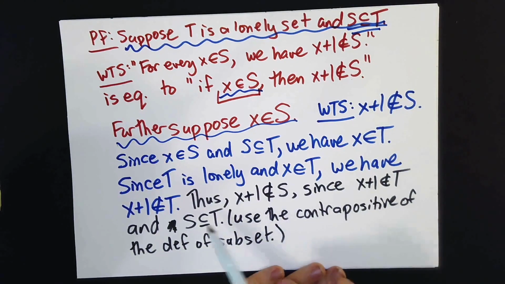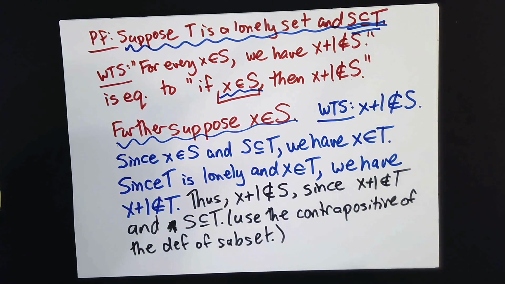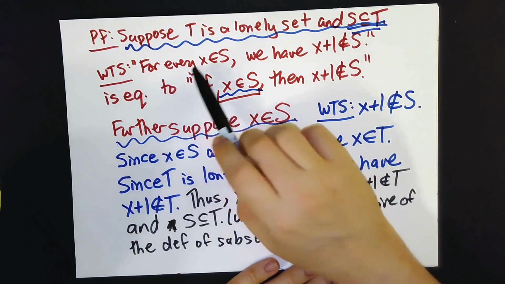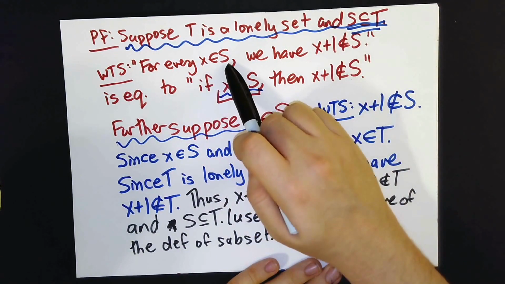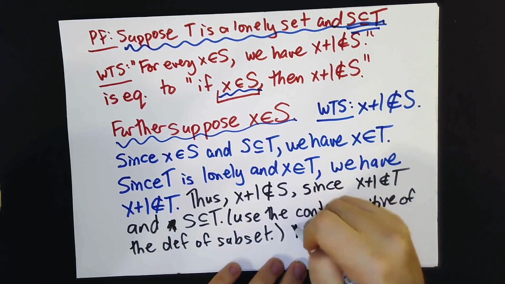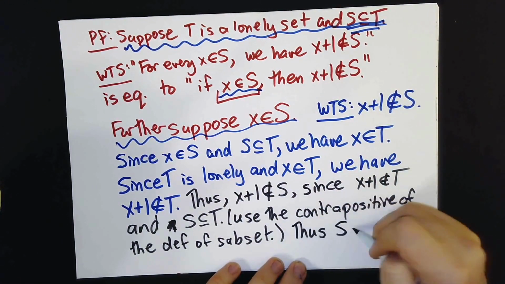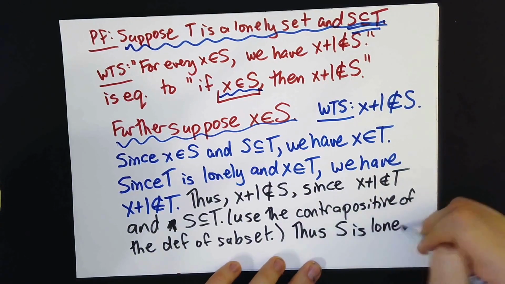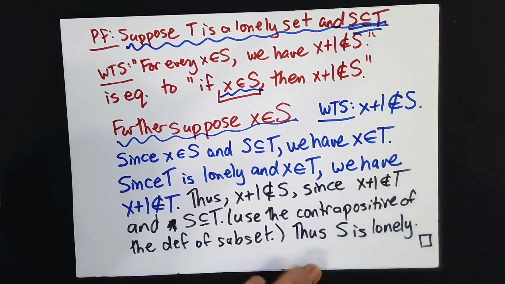But now we've gotten where we wanted to go. Namely, we've now shown that if we suppose we have an element in S, then x plus 1 is not in S. So thus, S is lonely, and we're done.